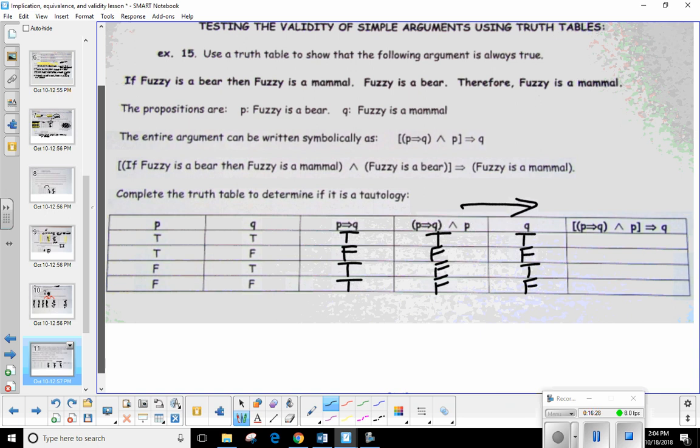Okay. So let's see here. With the implication, true, true would be true, false, false. What about a false, true? True. And a false, false would be true. So this is a tautology. This is a logical, valid statement. If there was any false, we can't say that. We have to say it's not legitimate. Okay? That's the whole idea.